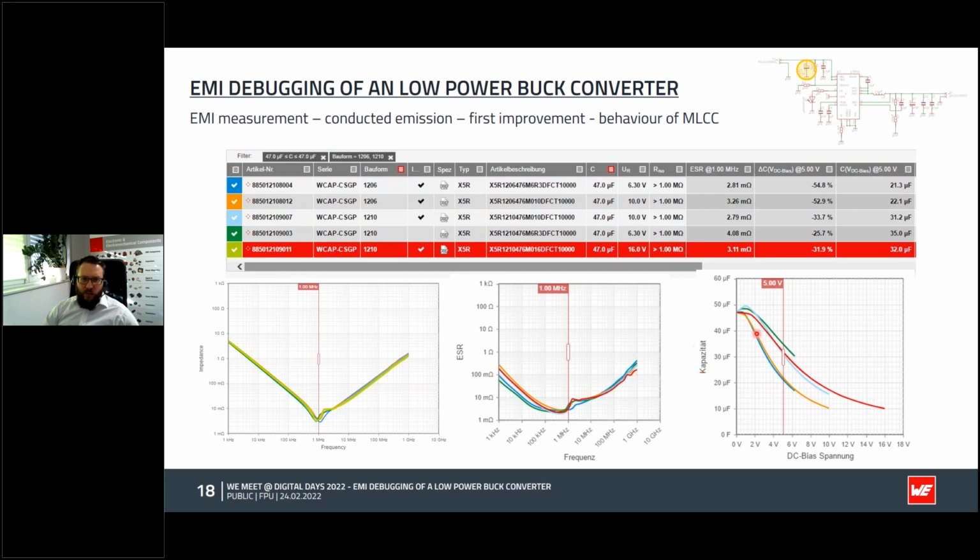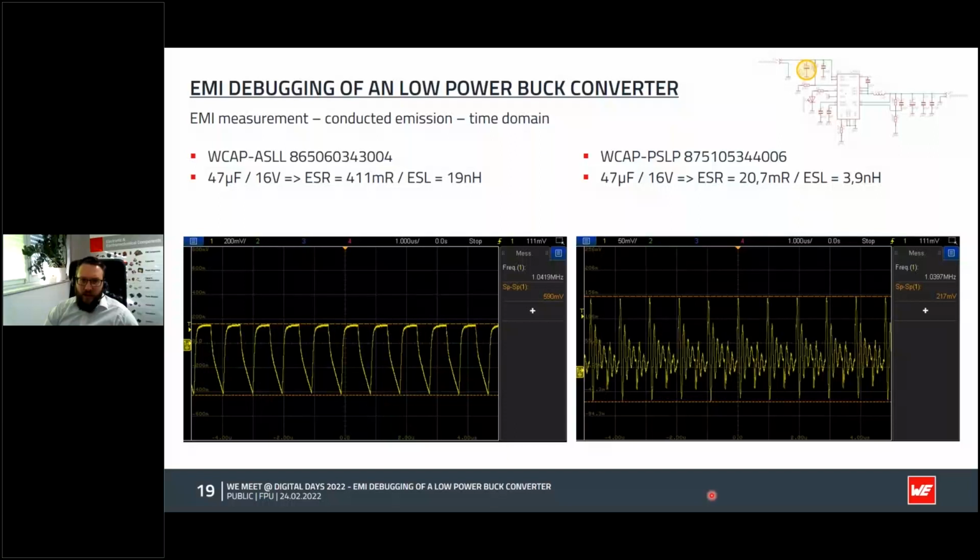What is missing, and what we are trying to measure, is the voltage dependent impedance, and also show the ESR. So keep in mind also that the ESR changes when I apply DC voltage. I change the capacitor here, also I change the input capacitor, and I measure it also in the time domain.